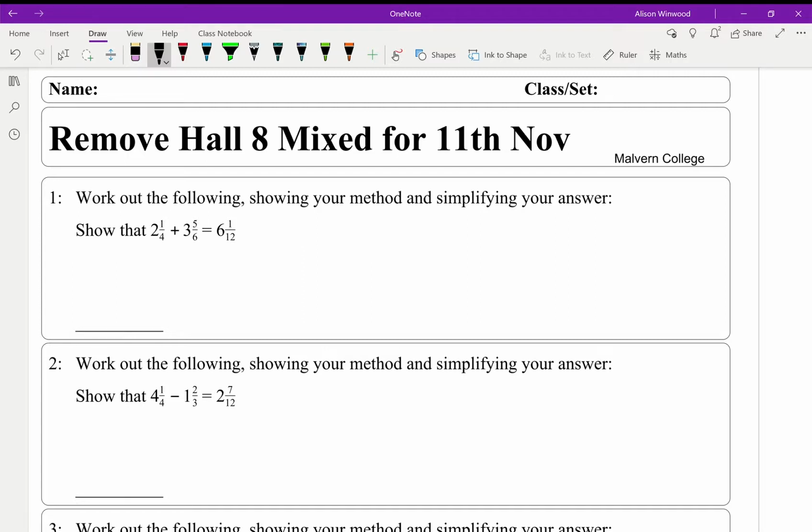With all fractions questions, start by changing any mixed fractions to improper. So 2 1/4 is 9/4. 3 5/6 is 23/6. Then for all addition and subtraction, we cross multiply.